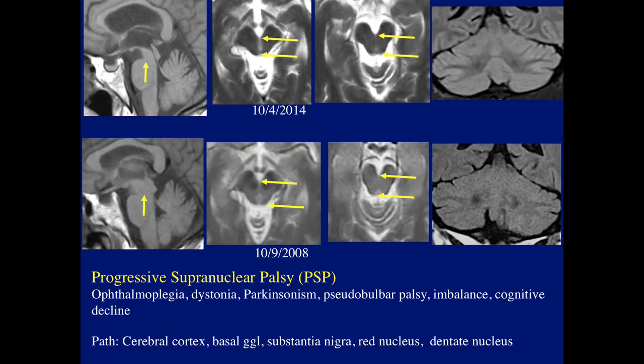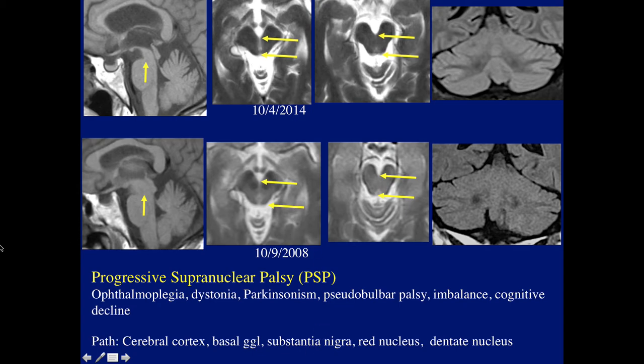This is another condition, the progressive supranuclear palsy that we followed. These patients present with ophthalmoplegia, dystonia, Parkinsonism, pseudobulbar palsy, imbalance, and cognitive decline. And the pathology involves multiple structures.